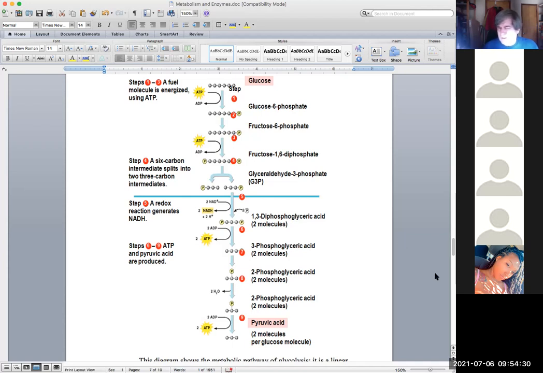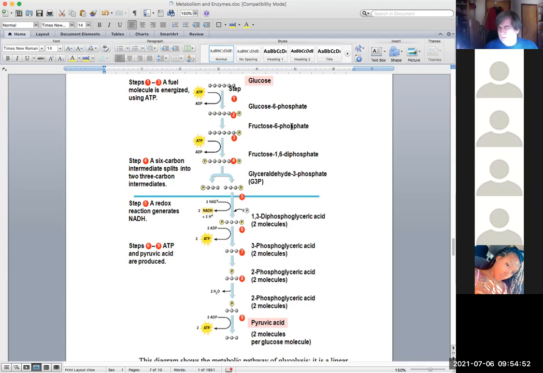Okay, so that's our second reaction. Our reactant is glucose 6-phosphate. Our product is fructose 6-phosphate. So glucose 6-phosphate was the product of the first reaction. It's the reactant for the second reaction. Now let's do one more. Fructose 6-phosphate, we just made it. Now we're going to use it as a reactant.